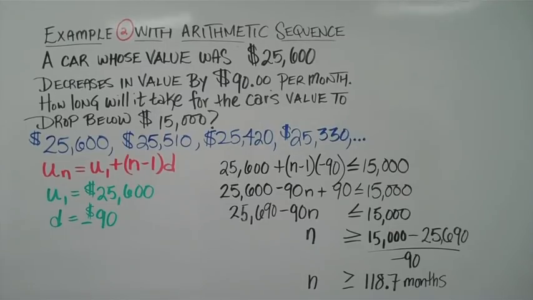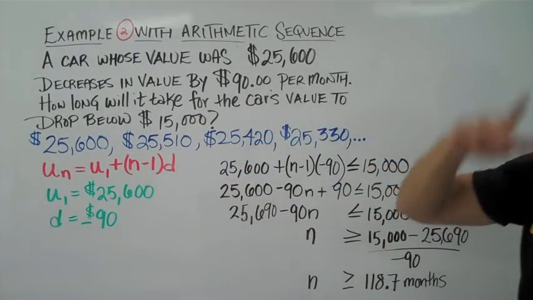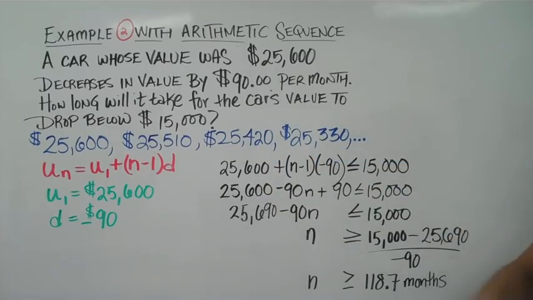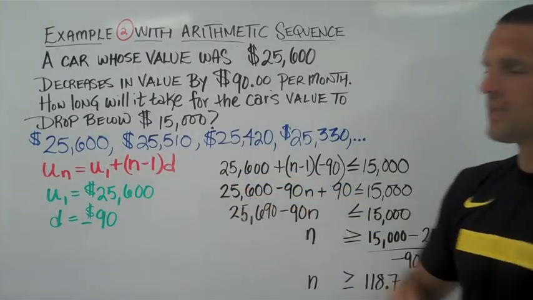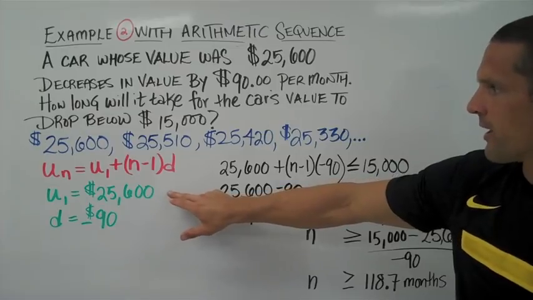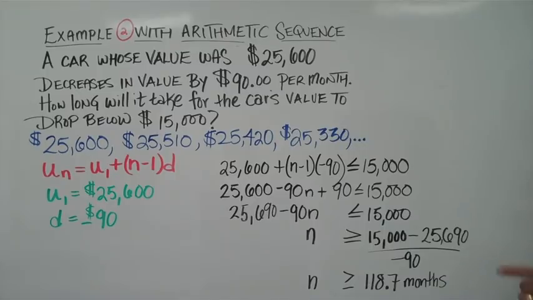A car whose value was $25,600 decreases in value by $90 per month. How long will it take for the car's value to drop below $15,000? First step is to recognize that this is an arithmetic sequence. If we start at 25,600 and minus 90, we're at 25,510. Minus 90 the next month, 25,420. Minus 90 the next month, we're at 25,330. If we're talking about an arithmetic sequence, then Un equals U1 plus n minus 1 times d is our formula, with U1 equal to 25,600 and negative 90 as our d. Make sure you have the negative sign there.